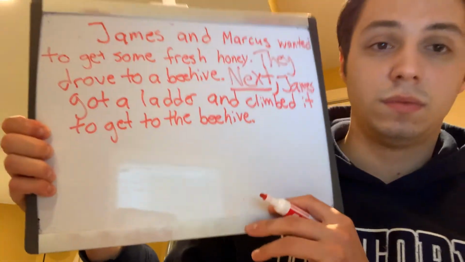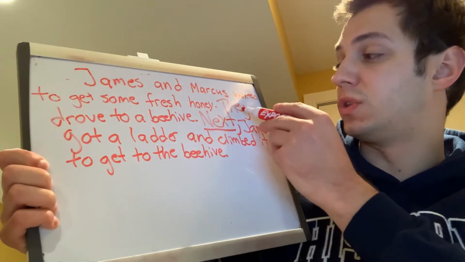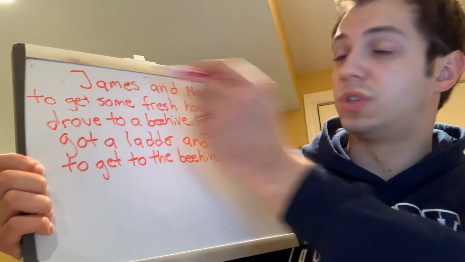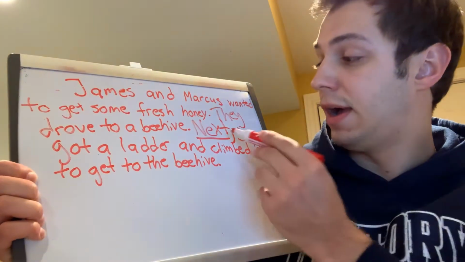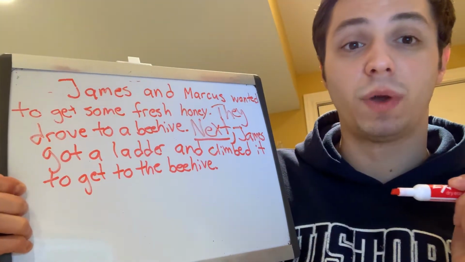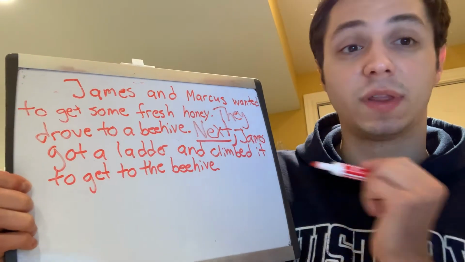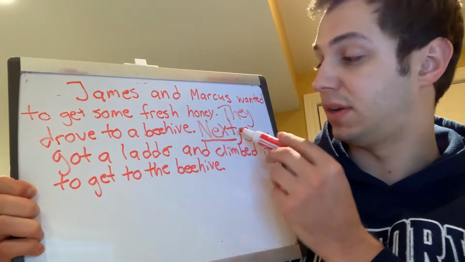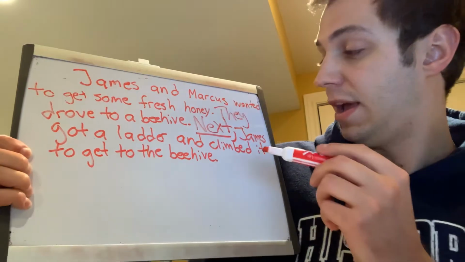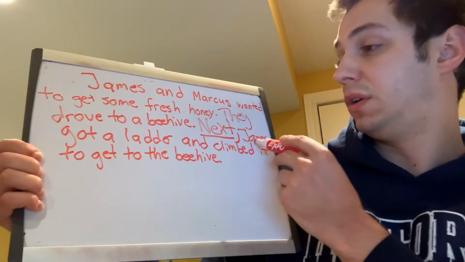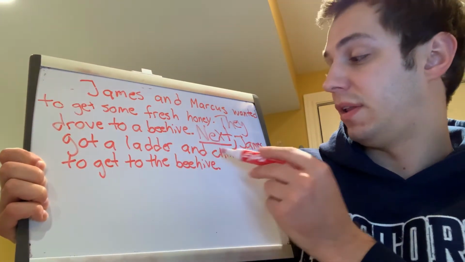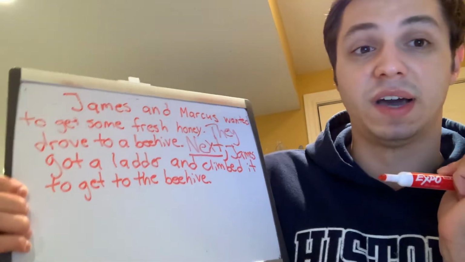Okay. So notice again, I used the word they because I already introduced James and Marcus. Then I wanted to include at least one word that starts, or a part that tells when. So I have the word next. I needed my comma after. And then I described what James is doing. James got a ladder and climbed it to get to the beehive.